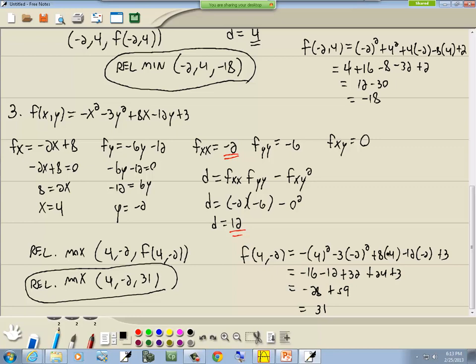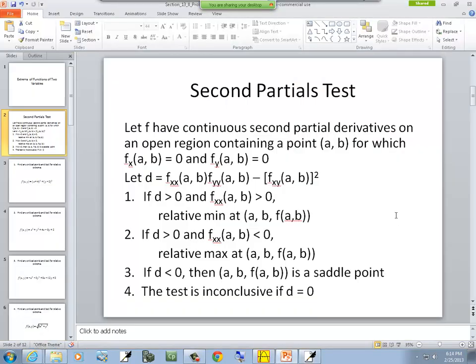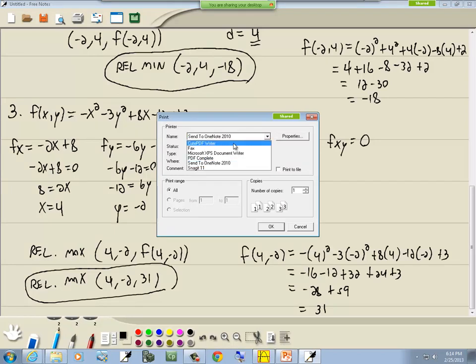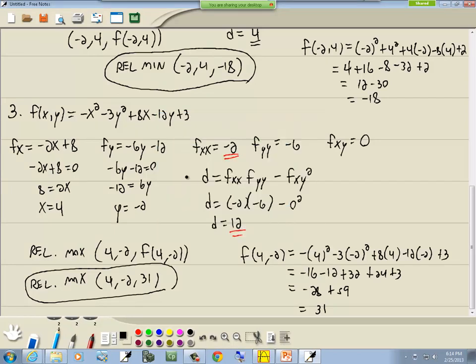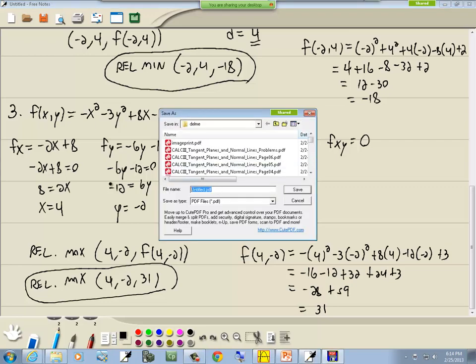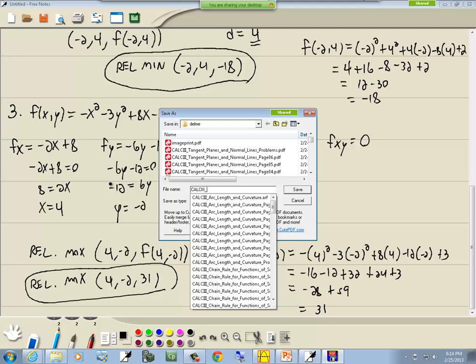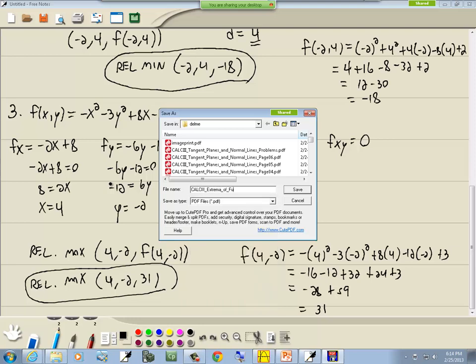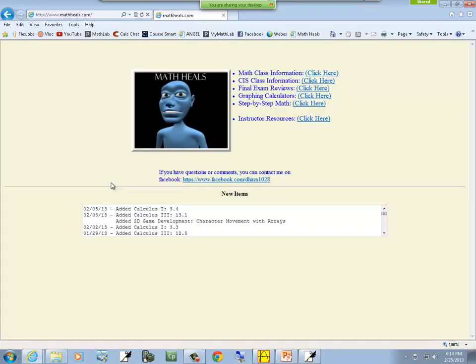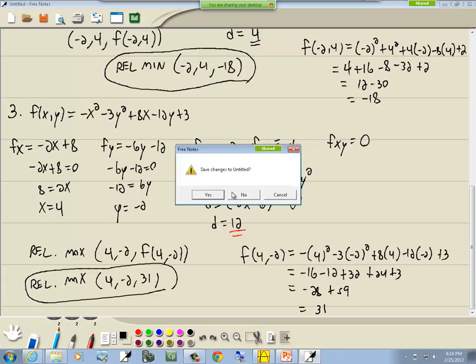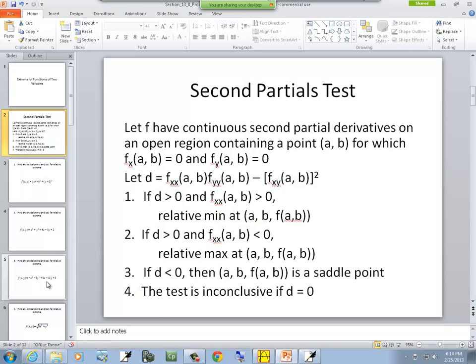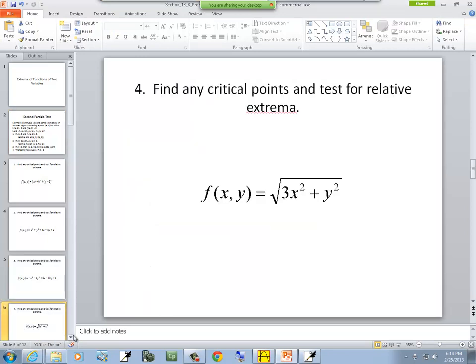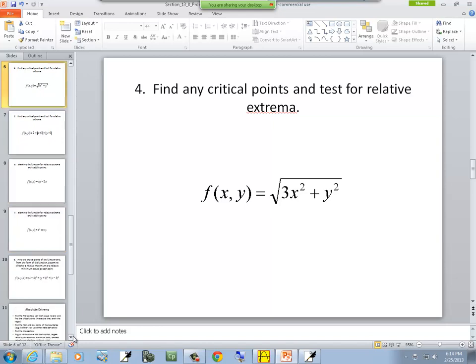Okay. Let me save that page. Extrema of functions of two variables, Page 01.pdf. Okay, let's look at this.